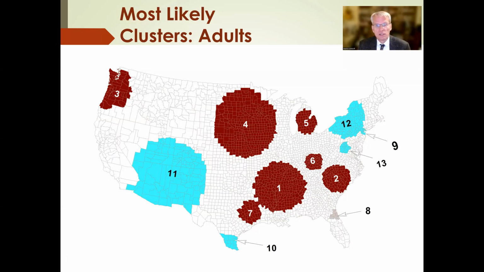SaTScan says, that the most likely cluster was around the Arkansas, northern Mississippi, western Tennessee area. The second most likely was in the Carolinas. The dark clusters here are the high rates, and the blue ones are low rate clusters. So in this case, we were looking at both high and low rates simultaneously.